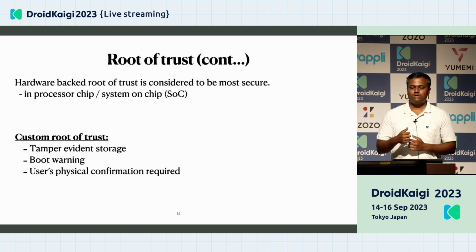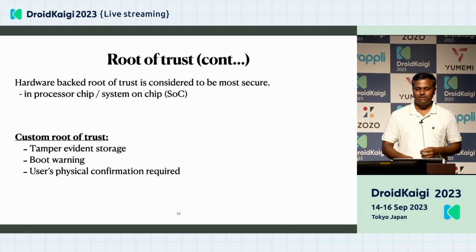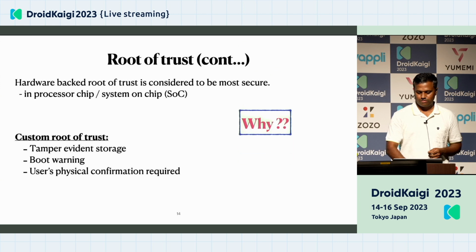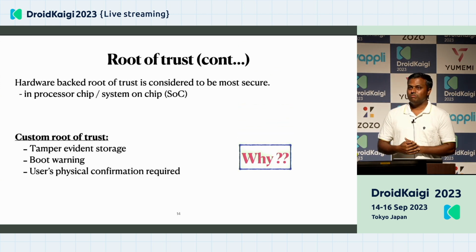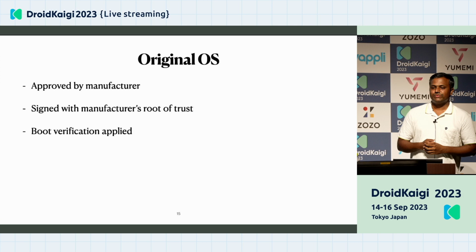Here the user's physical confirmation is required. We cannot just flash a pop-up and close it. The user needs to confirm that. But the question comes, why? Why does somebody need a custom root of trust? So about that, let's see a bit later.